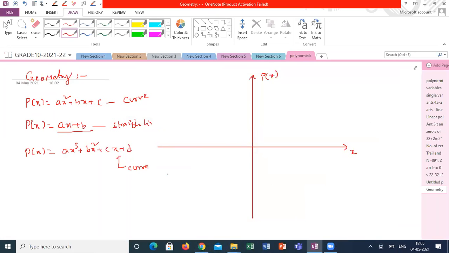See, whatever x values I am taking, suppose x is equal to 0, 1, 2, 3, 4, 5, you will get different values of p of x. So they plotted a graph of each and everything. If I am taking a linear equation of a single variable, they got a straight line, and this straight line is intersecting the x-axis only at one point.